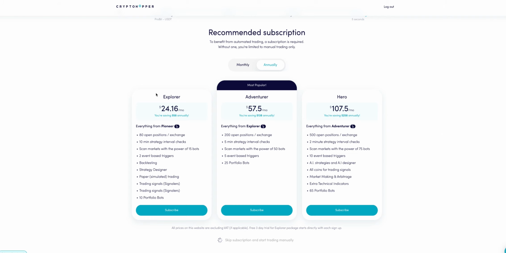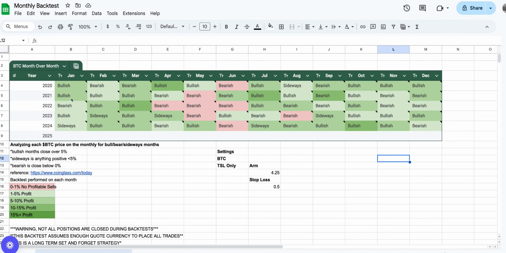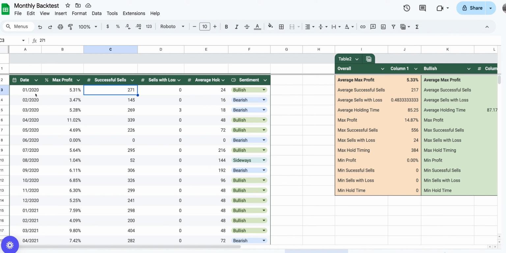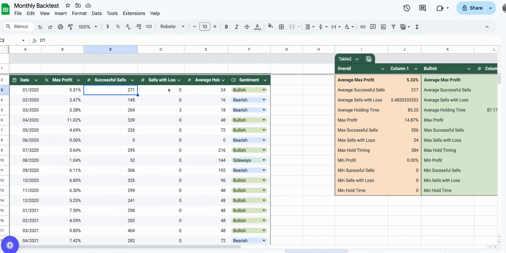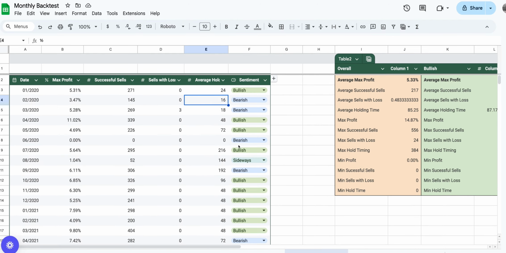So as I'm setting it up and as I'm letting it load, let me show you what I've done to backtest this, and I'll make this available to you. So we backtested all these results, and we've compiled all these results on a month-over-month basis right here. So you can see every single month how this did and what the sentiment of that month was. Was it bullish, bearish, or sideways? It'll tell you how many sells you've made with a profit, how many with a loss, and what your average holding time was in hours. So you can see some of these are holding for nearly a week and a half. Some of them are holding for less than a day. Some of them are holding for just a handful of hours.